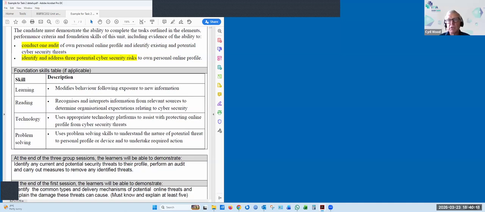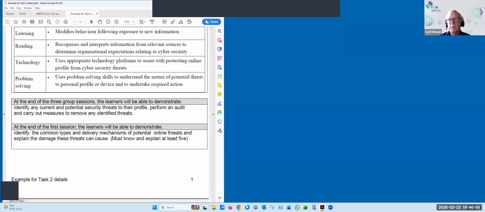If you haven't, sometimes you'll download a unit and it just says foundation skills are implicit in the performance criteria. It doesn't have a statement table. But if it does, you put it in here. If it says if applicable, that means if you can't find a foundation skills table in the unit of competency you download, then you can just write down that foundation skills are embedded in the performance criteria, and you can just put that in there.